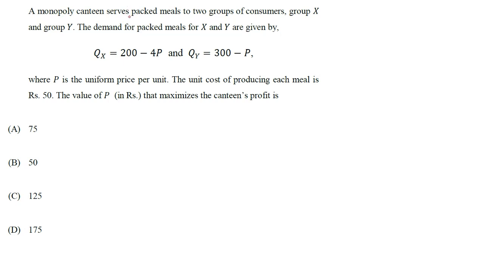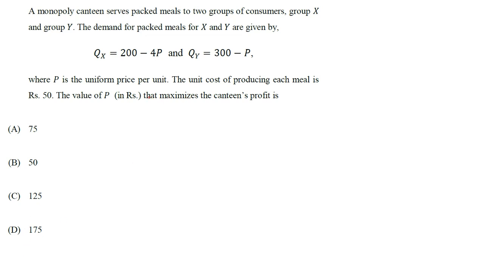Monopoly Canteen serves packed meals to two groups of consumers, Group X and Group Y. The demand for packed meals for X and Y are given by two demand equations, where P is the uniform price per unit, the unit cost of producing each meal is 50, and the value of P in rupees that maximizes the canteen's profit is, and we've been given options.